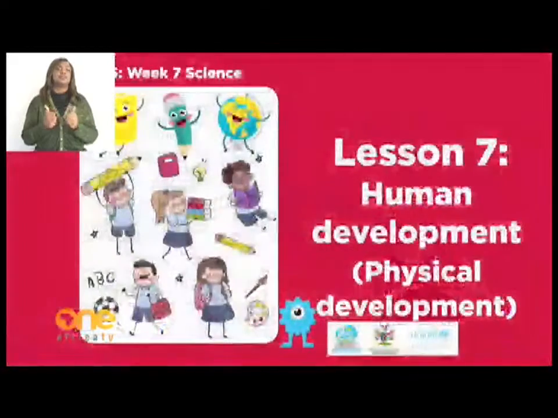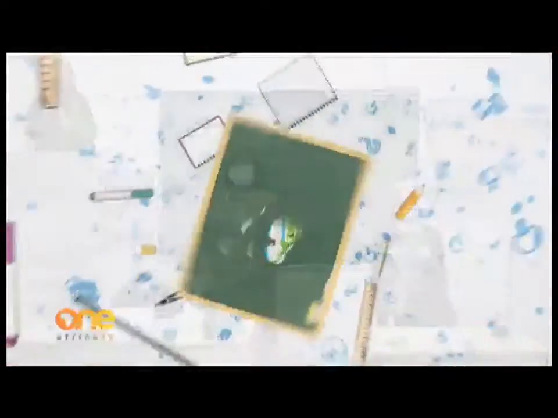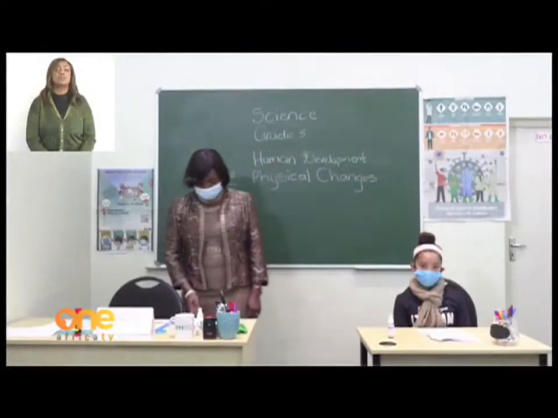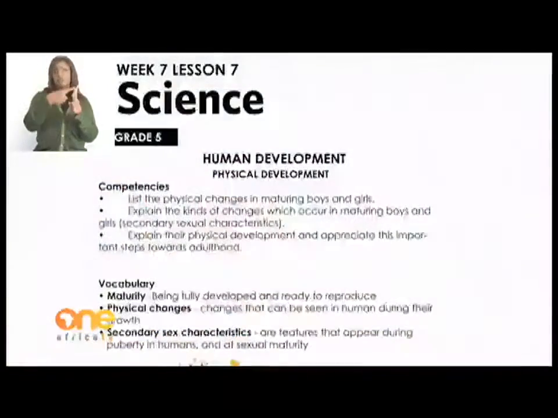Very good. Well done. So our topic today, the theme is human development, and our topic is physical developments or changes. Okay, so today let's look at our competences, Chanel. Our competences are: list the physical changes in maturing boys and girls. Explain the kinds of changes which occur in maturing boys and girls. And we are going to look at secondary sexual characteristics only. Explain their physical development and appreciate these important steps towards adulthood.